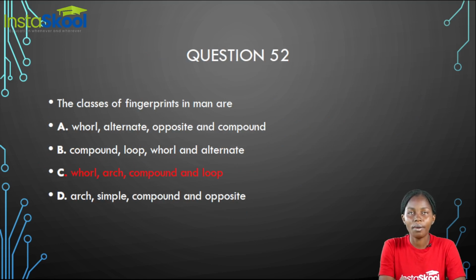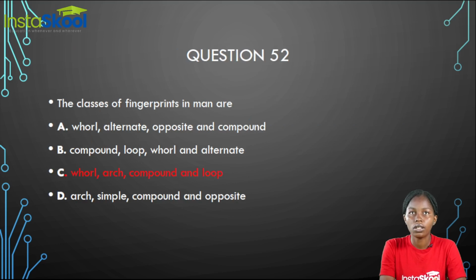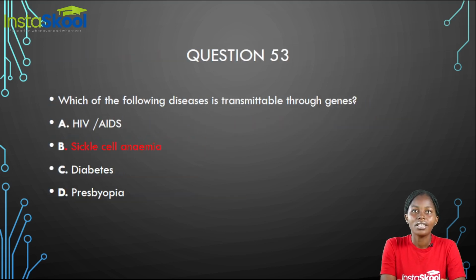The classes of fingerprints in man are dash. Now, you must have heard that no two humans have the same fingerprints, even identical twins. So each of us has a unique fingerprint. But then we can classify these fingerprints due to their pattern. We have the loop, we have the whorl, and we have the arches. So which of our options contains these three fingerprints? Our option C, we have whorl, arch, and loop, and also compound. So we now move on to the next question, question 53.